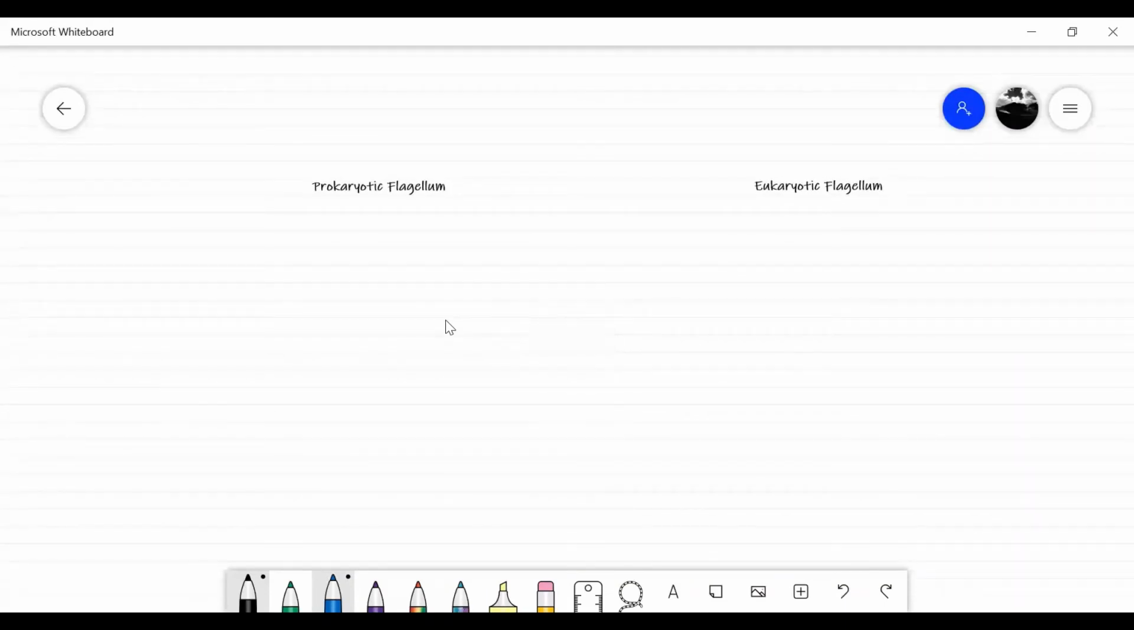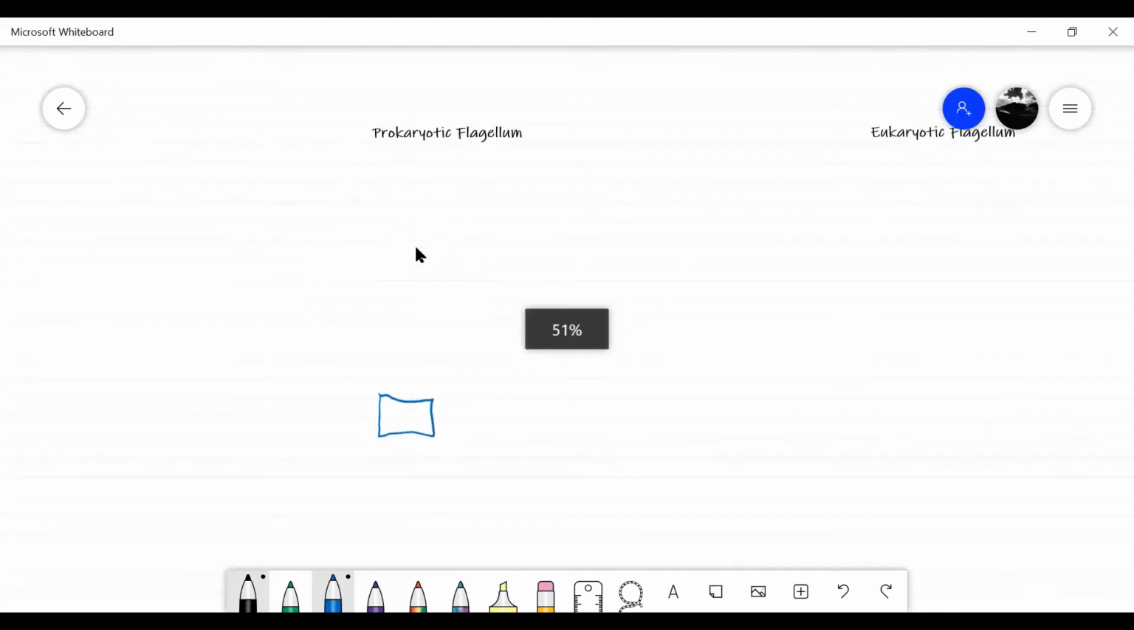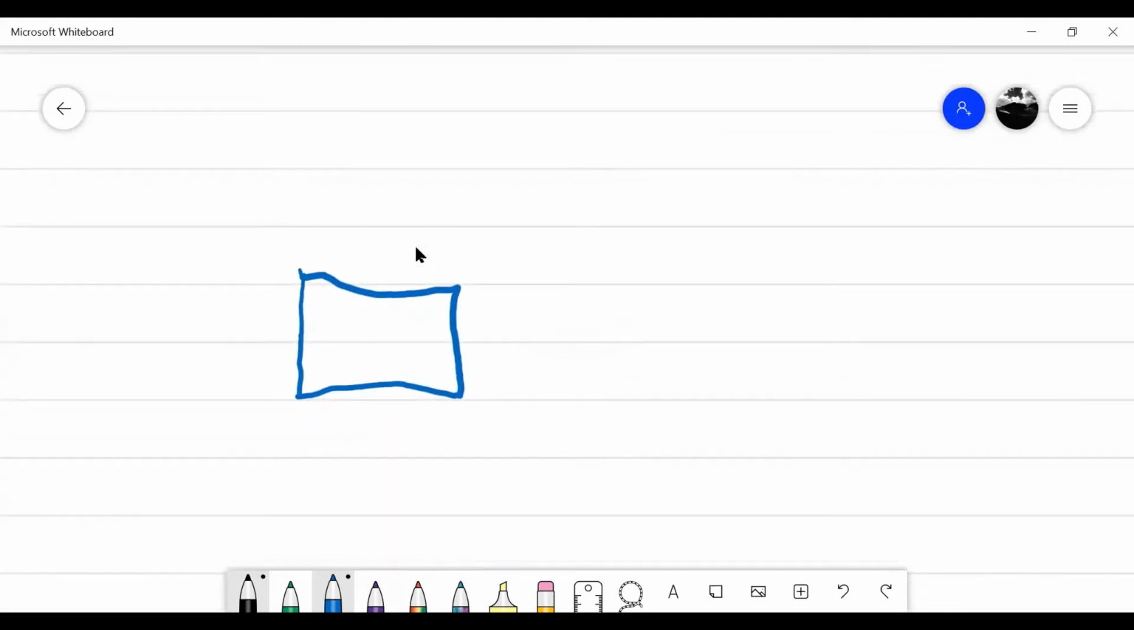And what I'm going to do is I'm going to draw a prokaryotic and a eukaryotic flagellum. And I want to kind of compare the structures and a few other things about these two things. So maybe what I will do is I'll start off with the prokaryotic flagellum that is on the left. And I'm going to draw a few things around it. So let me see here. What I'm going to do is maybe I'll start off with blue. It's already selected.